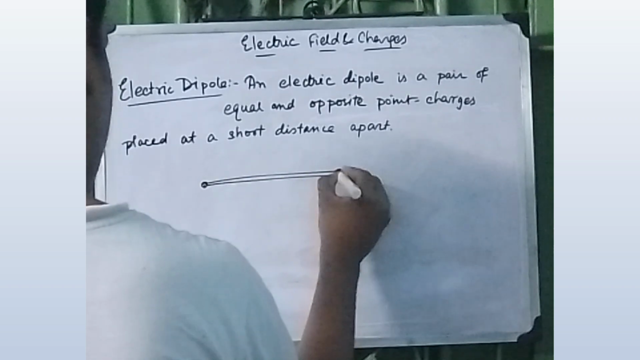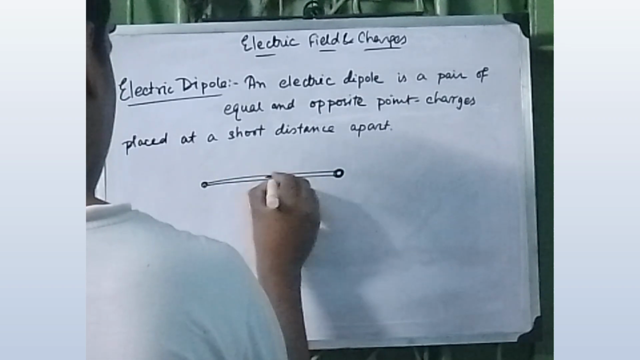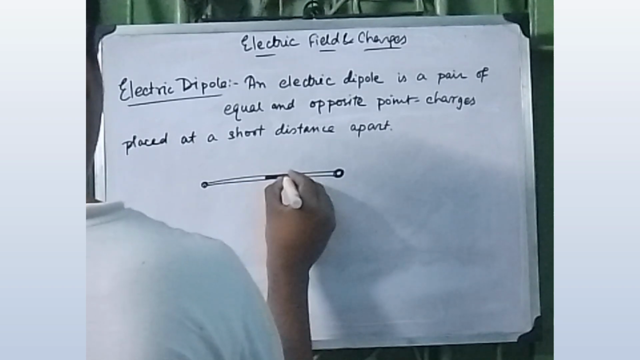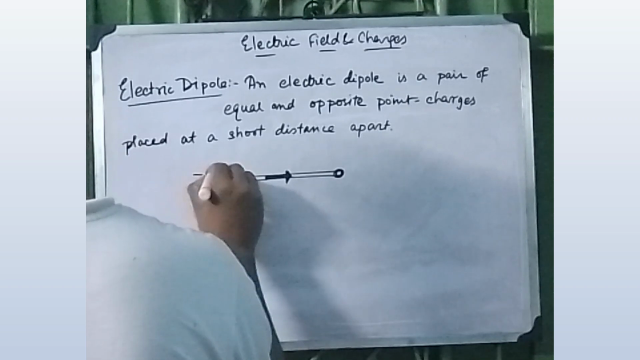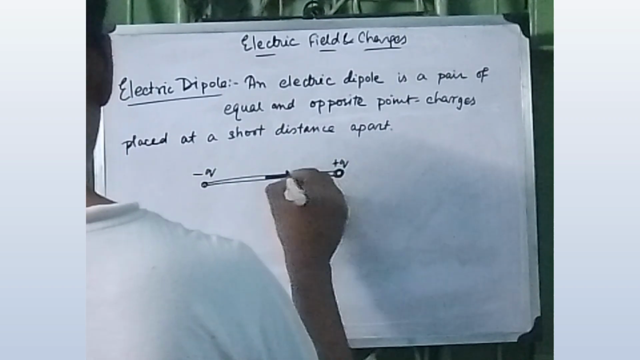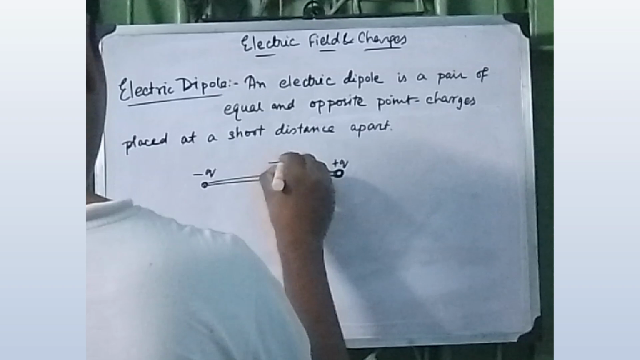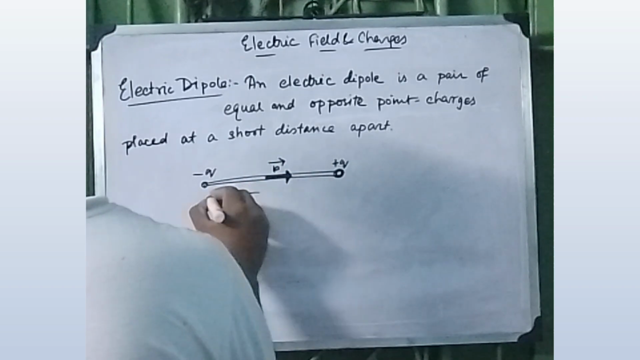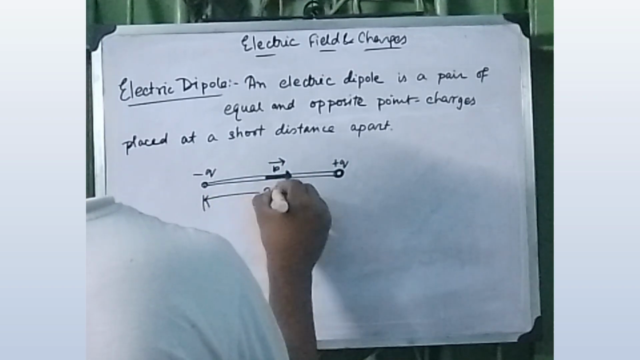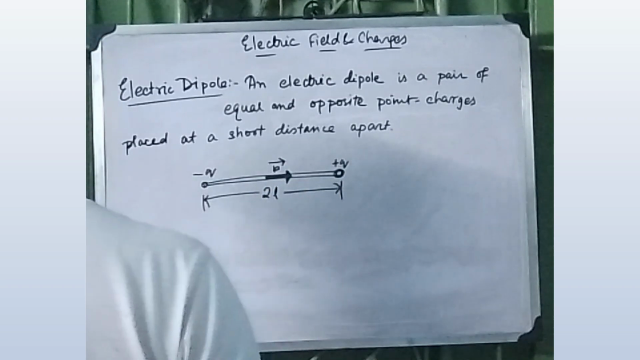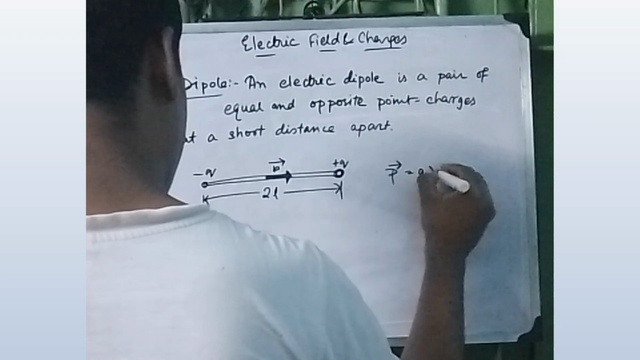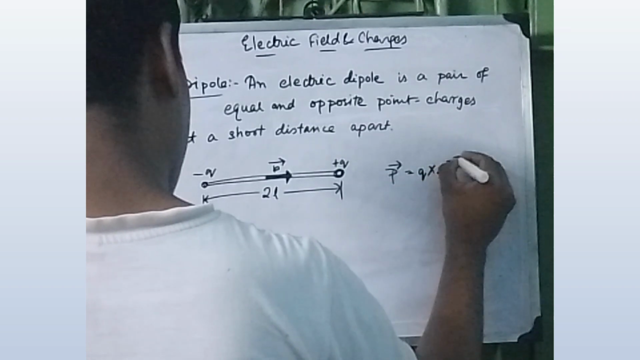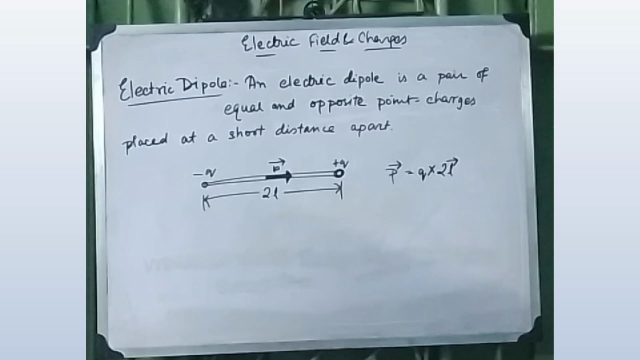Let us show this with a diagram. We will take 2 points and then make an arrow pointing as the moment of force. Let us mark the first point as minus q and the second point as plus q, then the point as p. Let the whole length be 2l and the dipole moment p equals q into 2l, as a vector.